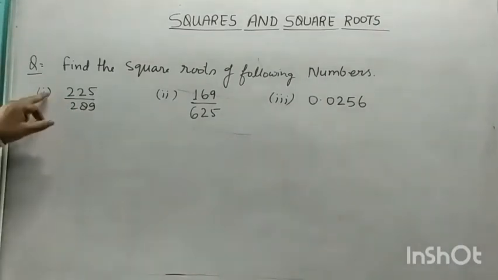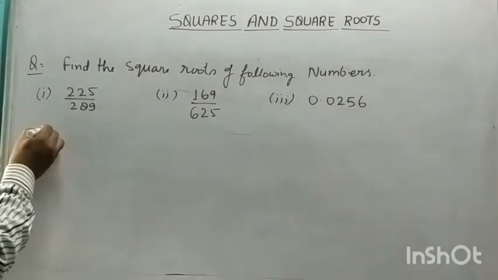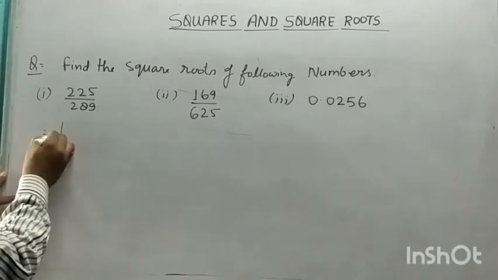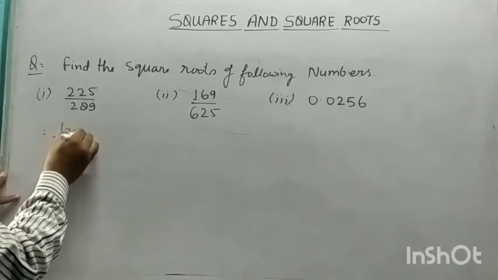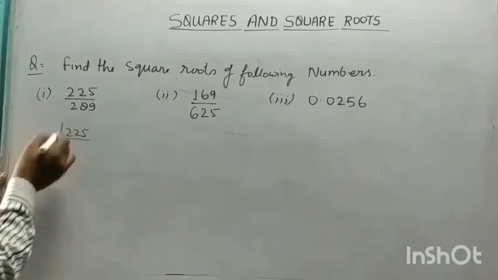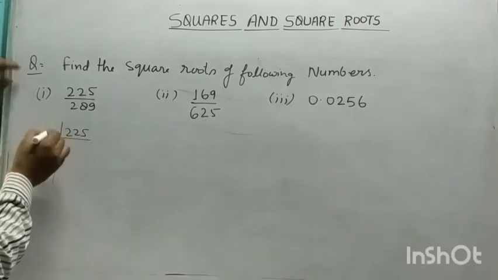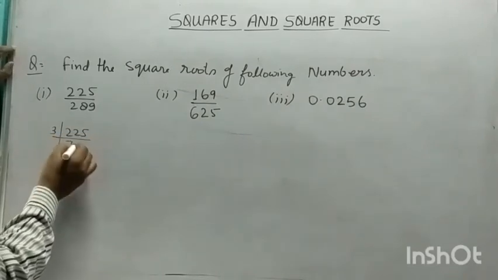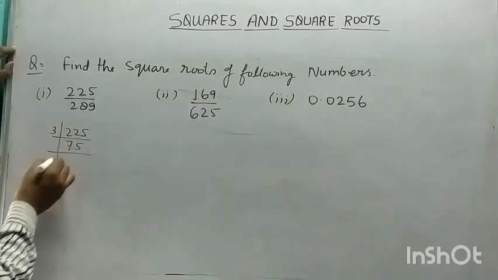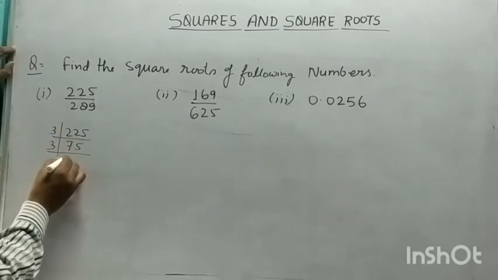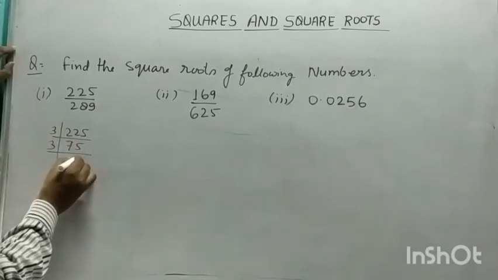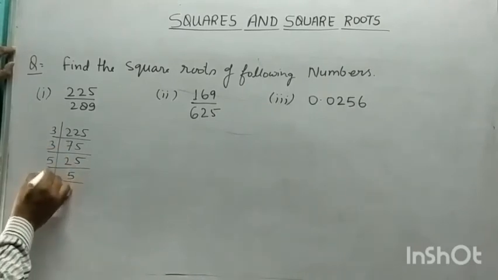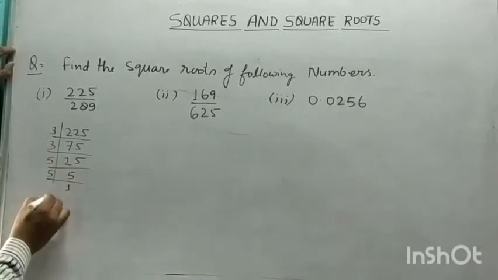First 225 upon 289, it is very simple. First find the square root of 225. So please do the prime factorization of 225. It is divided by 3. 3 7s are 21, 1 carry 15, 3 5s are 15. Again by 3, 3 2s are 6, 1 carry 15, 3 5s are 15. And 5 5s are 25 and 5 1s are 5.